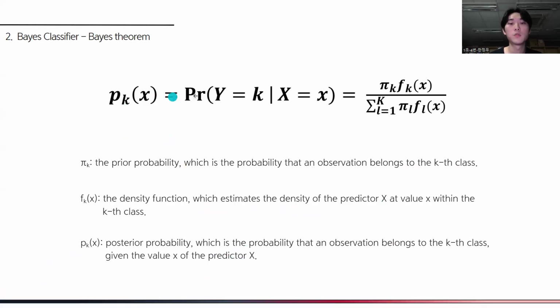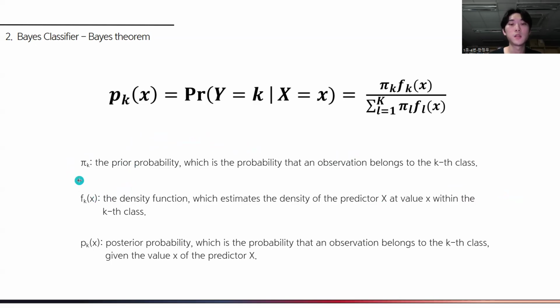We can approximate the posterior probability by substituting the prior probability and the density function into the equation for the posterior probability. Therefore, the Bayes classifier uses Bayes' theorem to indirectly calculate the posterior probability, unlike logistic regression, and then classifies the observation into the class with the largest posterior probability.